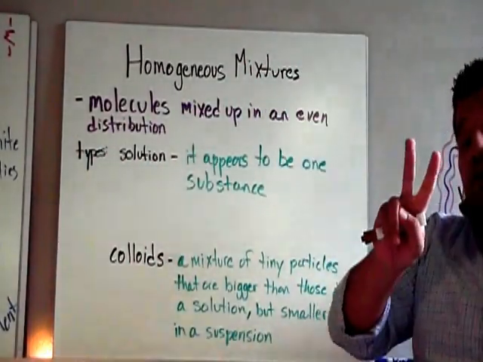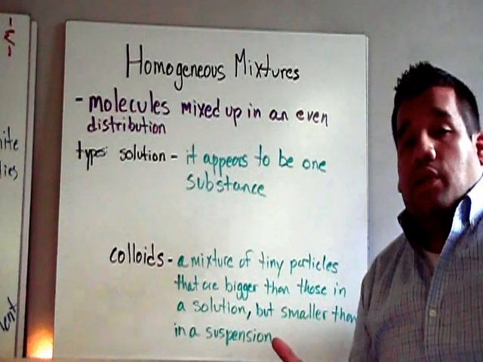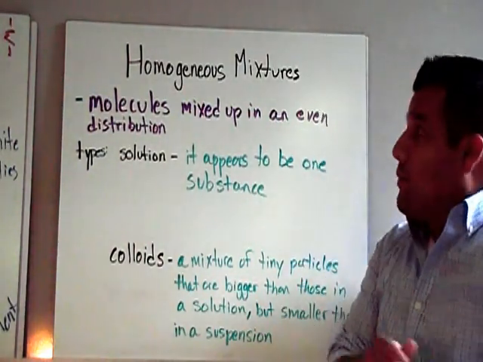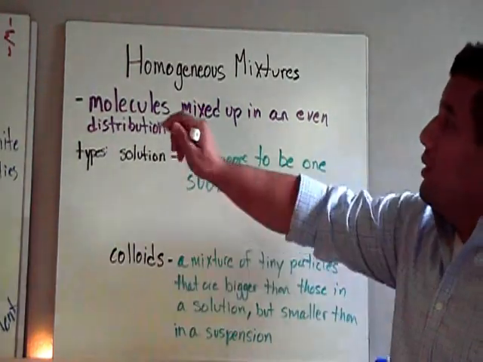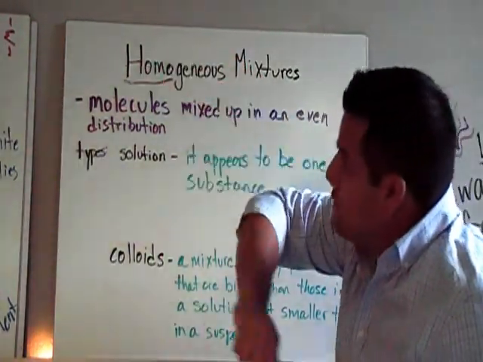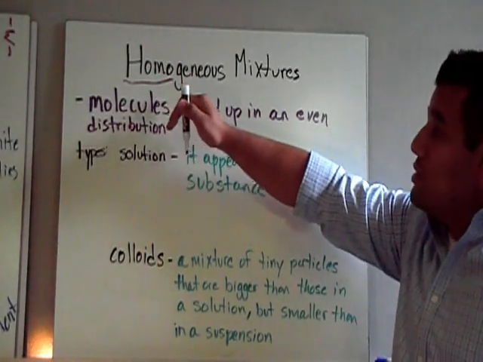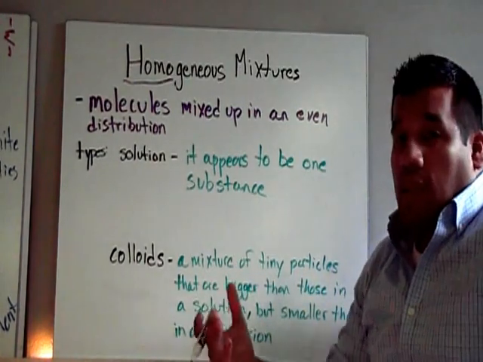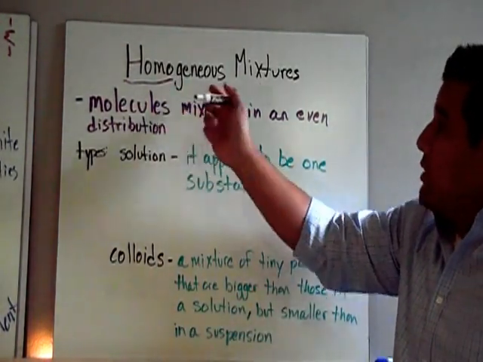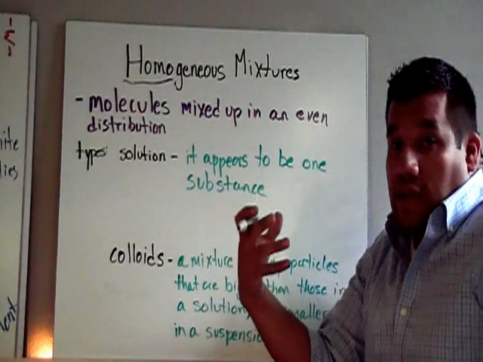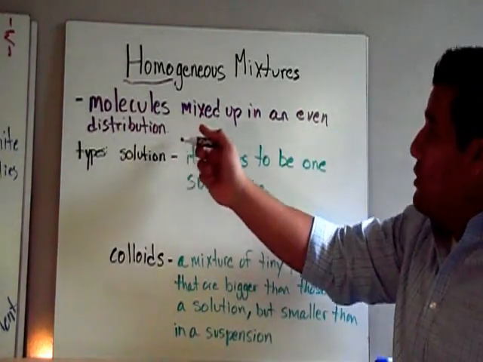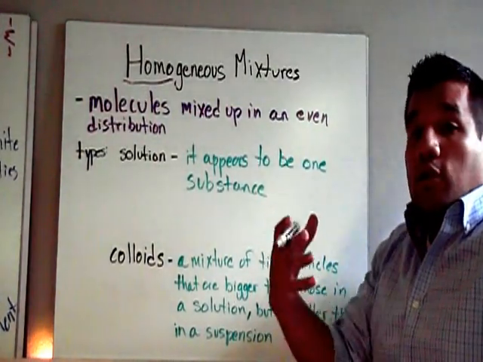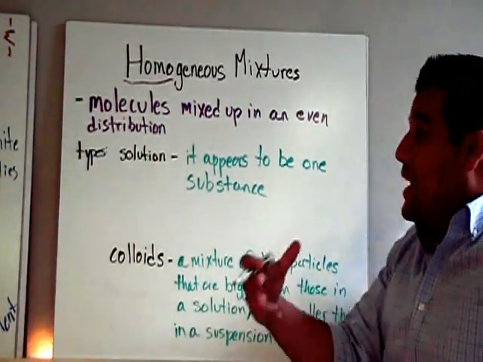We have two types of mixtures, homogeneous and heterogeneous. The first type we're going to talk about is homogeneous. I want you to look at your root word. Homogeneous, or word parts. We have the word part homo. Homo means same. So we're going to be talking about the same stuff. These molecules are mixed up in an even distribution. Everything in a homogeneous mixture looks like it's one thing. It all looks the same.